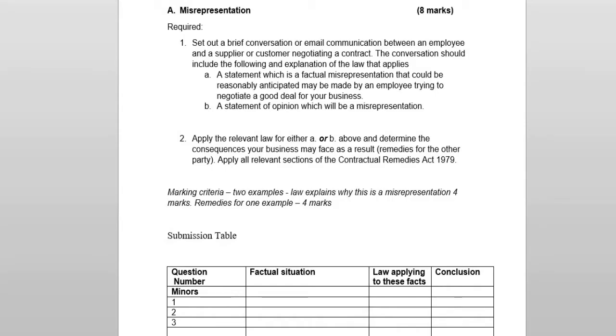Welcome back. In this video we're going to look at misrepresentation for the purposes of the assignment. So let's turn first to the assignment itself. Here we have two steps required.